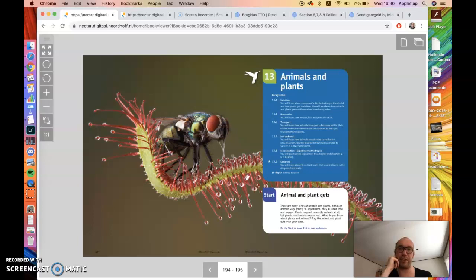And this is chapter 13. It's called Animals and Plants. And actually, it covers most of the biology we did in the last 2.5 years. So what I ask from you is to read this chapter, study it, and see if there are topics in this chapter that you don't get, because this is practically all the useful information you need to start in VWO 4. Let me show you a bit.